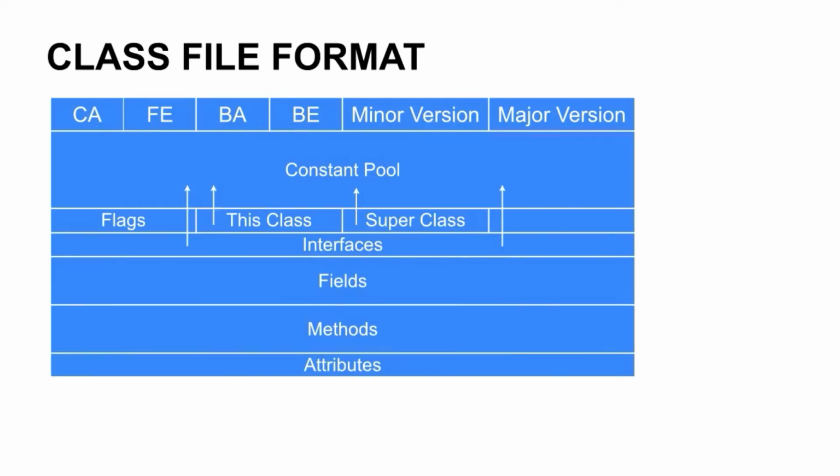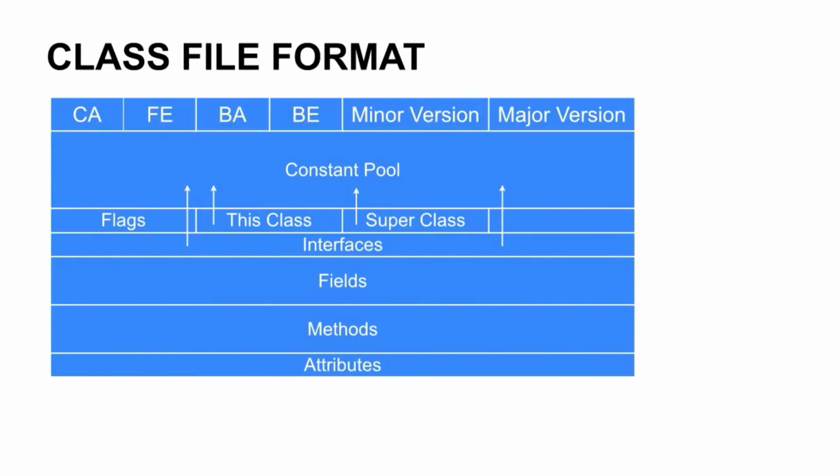Then we'll have a superclass and the interfaces. The interfaces are a bit interesting. If this is an interface that we're declaring, then this will be the extends clause of the interface. If this is a class, then this will be the implements clause of the class. So regardless of what we're declaring, all the interfaces will go in the same place. After the interfaces are the fields, followed by the methods, and then something called attributes.